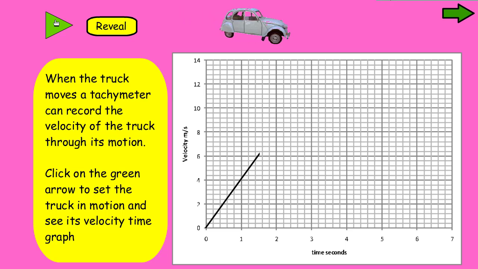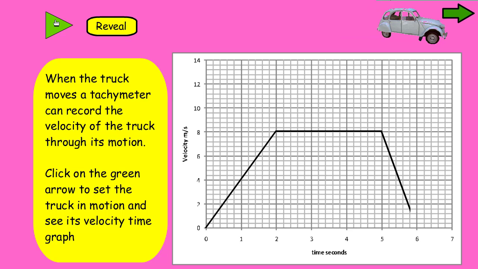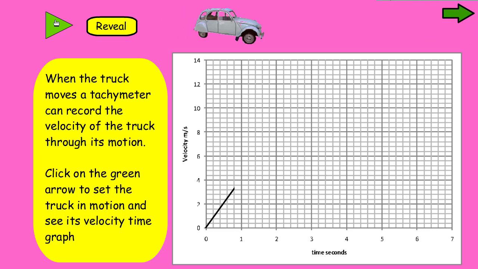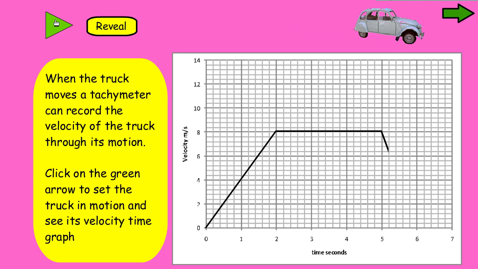Velocity time graphs really tell the story of an object's velocity over a given time. In this simple little journey, we can see that the car accelerated, or increased its velocity, over the first 2 seconds. And then from 2 seconds to 5 seconds, it was going at a constant velocity until it finally came to rest after 1 second, or it decelerated.